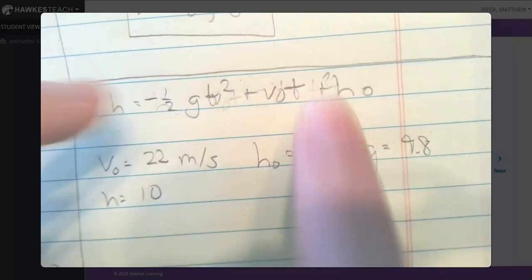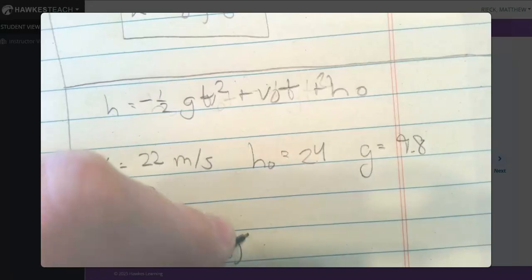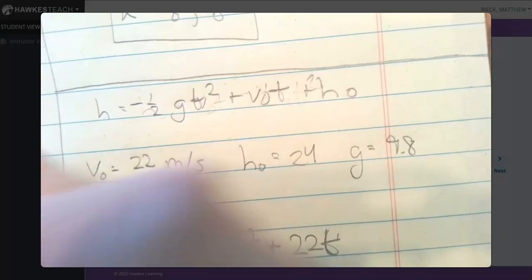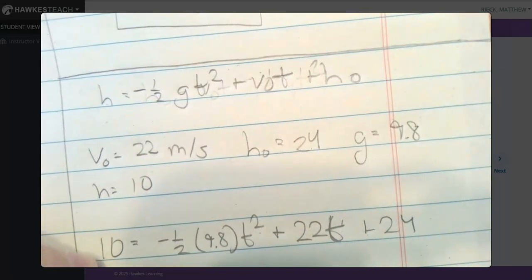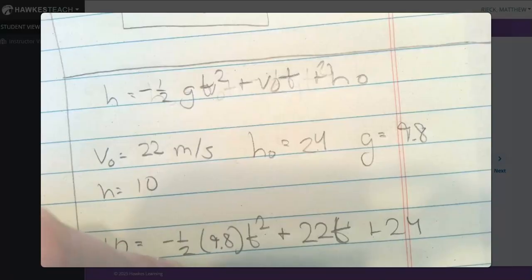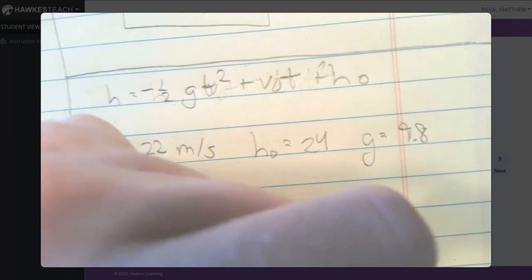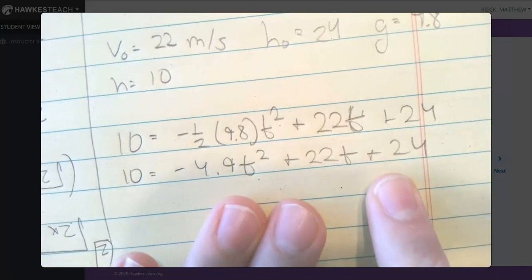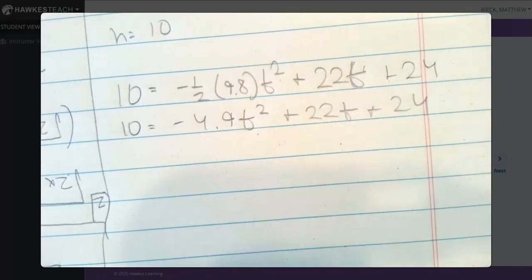All right, so just plugging these values into our equation, we end up with 10 equals negative 1/2 times 9.8 t squared plus 22 times t plus 24. So you have negative 4.9 t squared plus 22t plus 24. All right, and again, I want to get this in standard form. I like dealing with positive leading coefficients, so I'm actually going to add or subtract these across to get to this side. That way I end up with a positive 4.9 t squared.